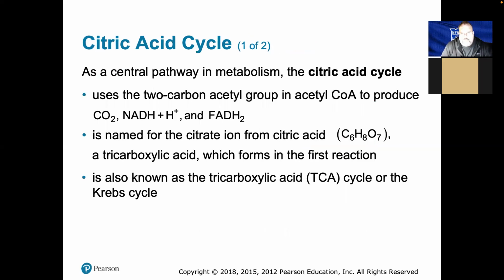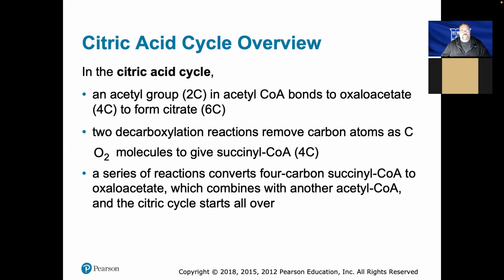As a central pathway in metabolism, the citric acid cycle uses the 2-carbon acetyl group in acetyl coenzyme A to produce CO2, NADH and H+, and FADH2. It is named for the citrate ion from citric acid, a tricarboxylic acid which forms in the first reaction. It's also known as the tricarboxylic acid cycle, TCA, or the Krebs cycle.